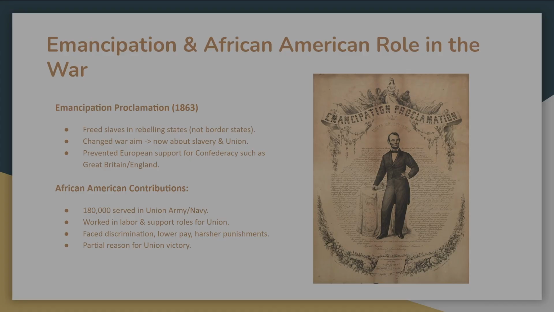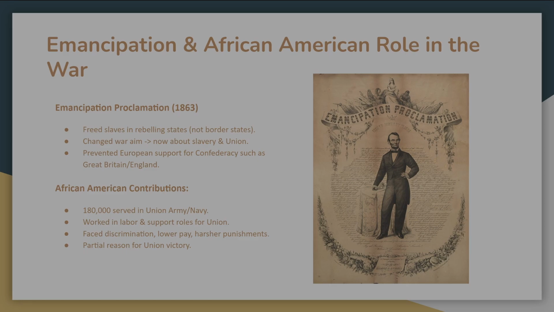So, emancipation and the African American role in the war. The Emancipation Proclamation freed slaves in rebelling states, but not in border states. It changed the war aim, now about slavery and union rather than states' rights, and it prevented European support for the Confederacy, such as from Great Britain.